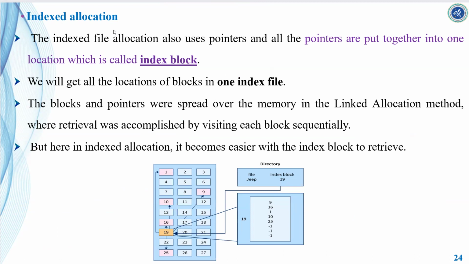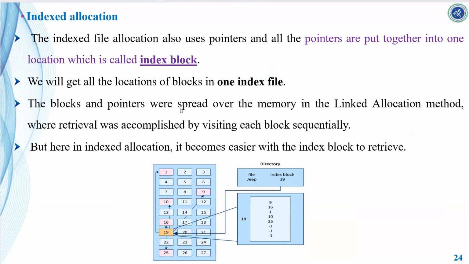Next one is the indexed allocation. So here also some pointers are used, and all these pointers will be put together in one location, which is called an index block. The pointers of a particular file's blocks will be stored in one location, and that is called an index file. So we will get all the locations of the blocks in one index file.